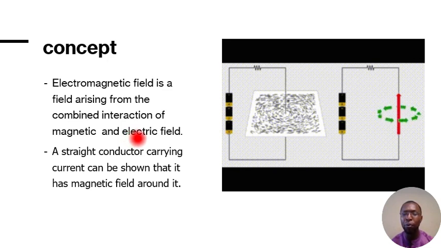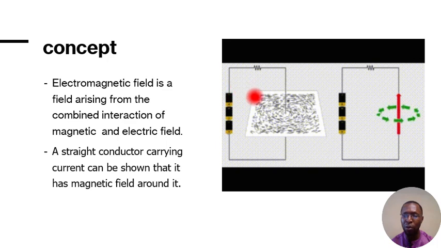Very simple. You get a cardboard and make a hole at the center of the cardboard. Pour some iron filings on that cardboard as shown in this diagram here. Then you get a wire, electric wire that we call the straight conductor. Insert it in the hole of that cardboard and connect the wire to the source of electricity like a battery.